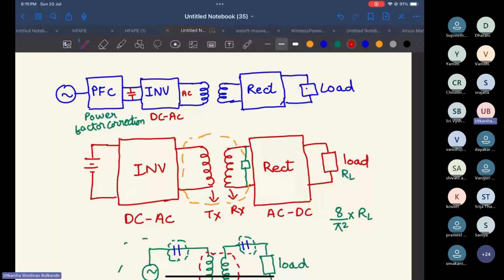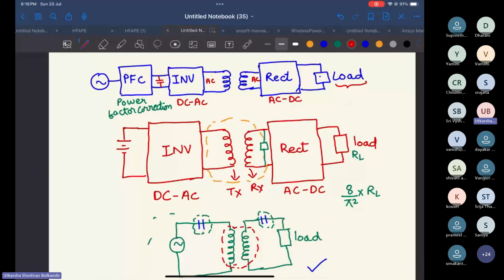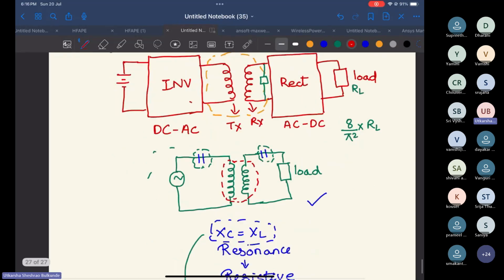This gets transferred here by flux linkage. Then what does your rectifier do? It converts your AC to DC. And this is your DC load. Okay. So I told you that only on this part we will concentrate first. So we have seen that we got DC, then inverter, then your high frequency coils, rectifier, and load.